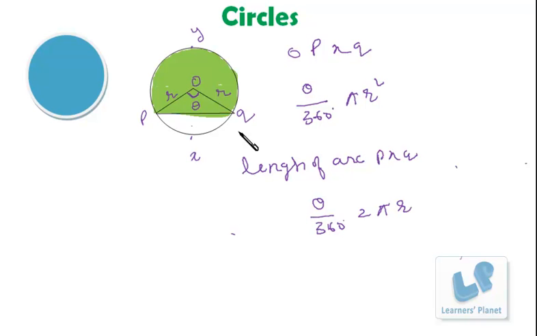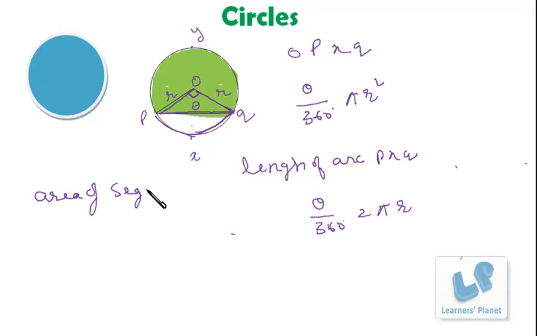Now here we calculated the area of this complete part. So if we deduct the area of this triangle from this complete part, we'll be getting the area of this white part, right? Just see, this complete part. If we deduct the area of this triangle, we will be getting the area of this part.